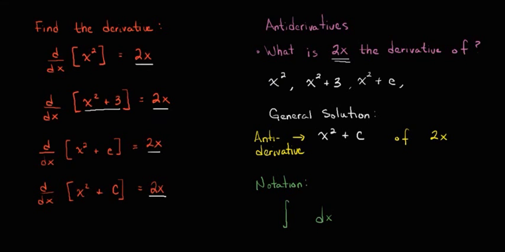But for this particular section, the only thing you need to understand is that this notation tells you to find the antiderivative. And whatever function is inserted in here, in our case it is 2x, so this is our function, and I'm going to write, this is our derivative function.